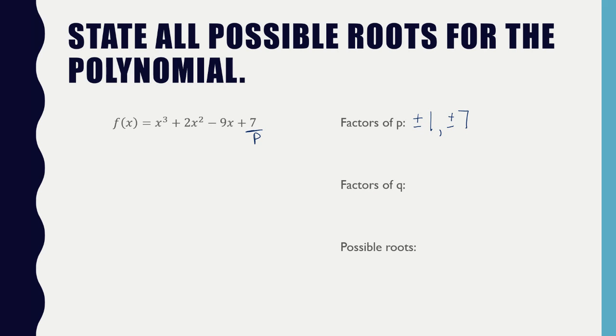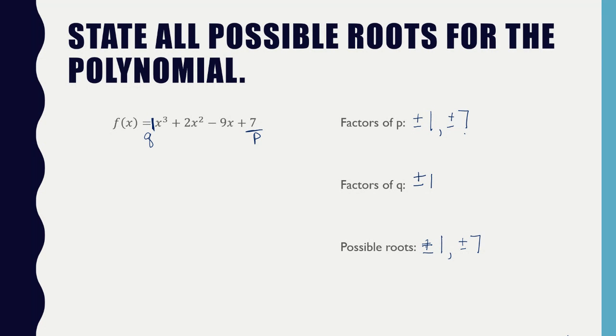So that's our p. Our q is the leading coefficient, which in this case is 1. That one's kind of nice because there's only two factors, positive or negative 1. That's all we've got. Now to find the possible roots, we take all of the p's divided by all of the q's. So we're going to take plus or minus 1 divided by 1 is 1. Plus or minus 7 divided by 1 is 7.